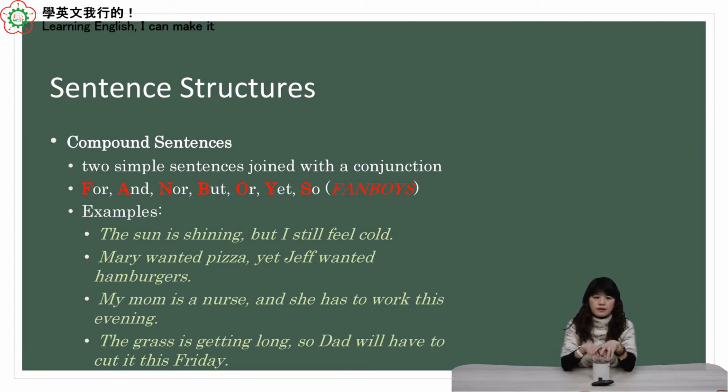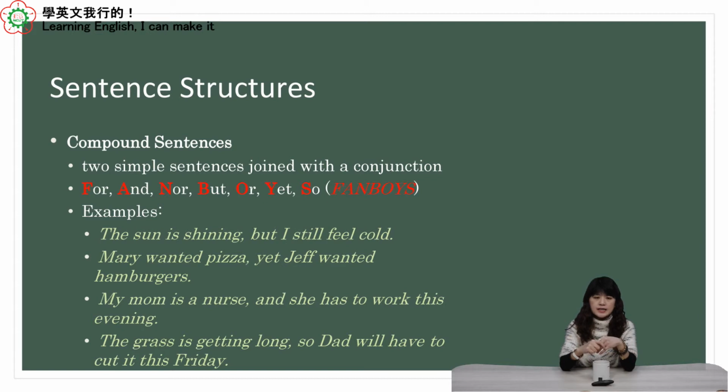The last one, the grass is getting long, so Dad will have to cut it this Friday. So the grass is getting long. This is the first simple sentence. So after this conjunction, you are adding the result here. Because the grass is getting long, that's why Dad will have to cut it this Friday. So Dad will have to do something.